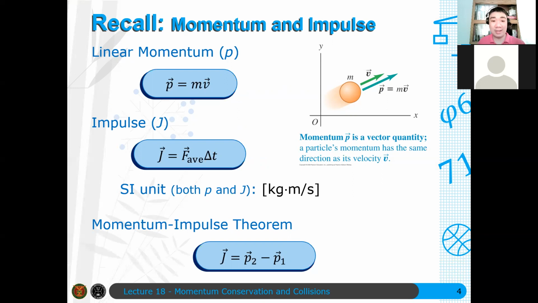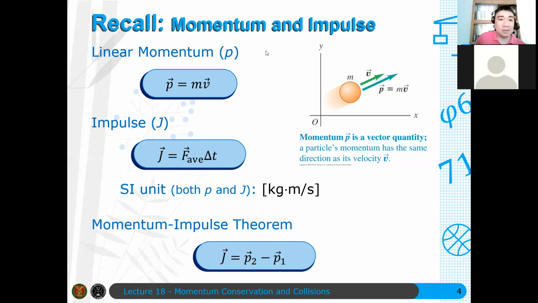Now, from the video lectures yesterday, we have shown that the impulse is just the change in the momentum of the system. So J equals P2 minus P1. Okay. So, questions so far here? May tanong ba dito? May mga tanong ba? Okay, I hope this is clear.